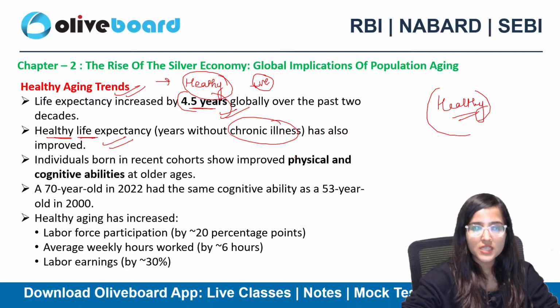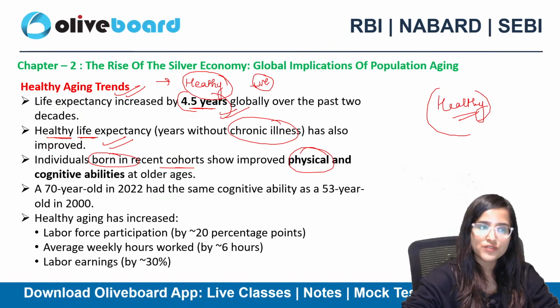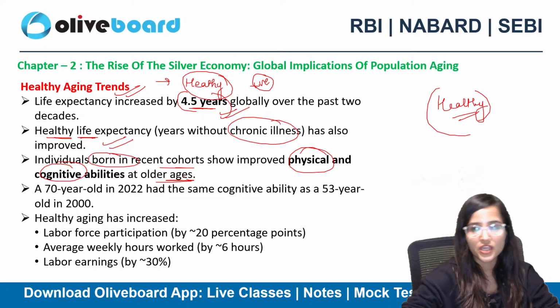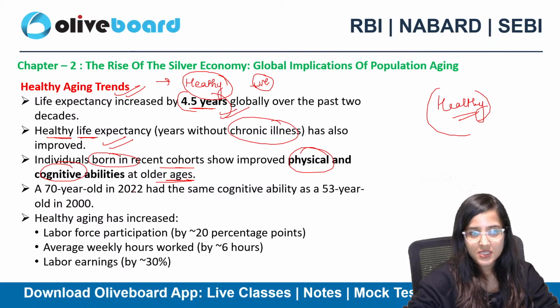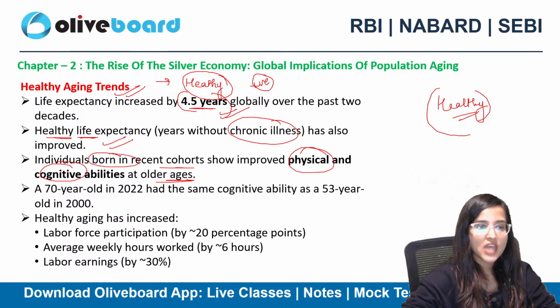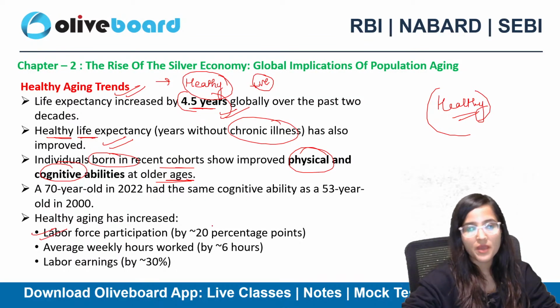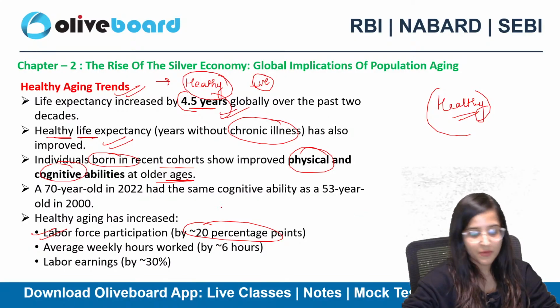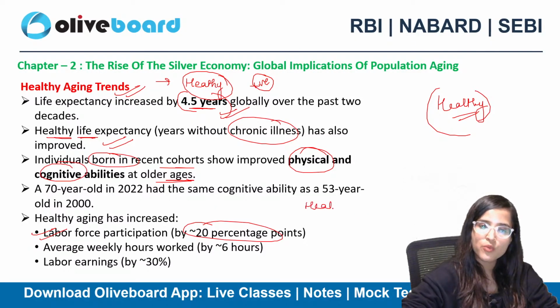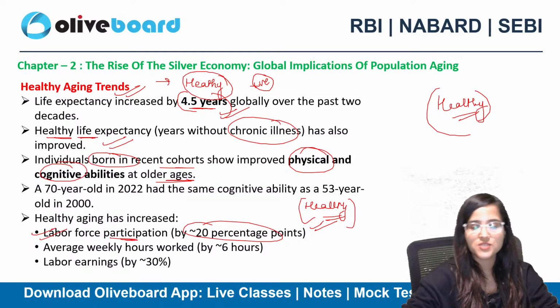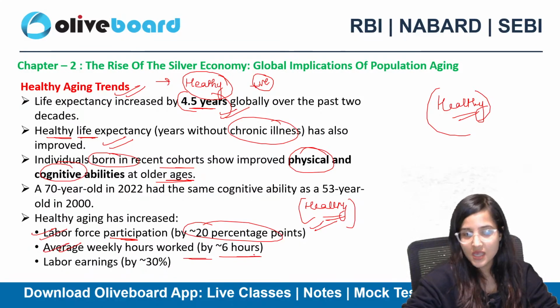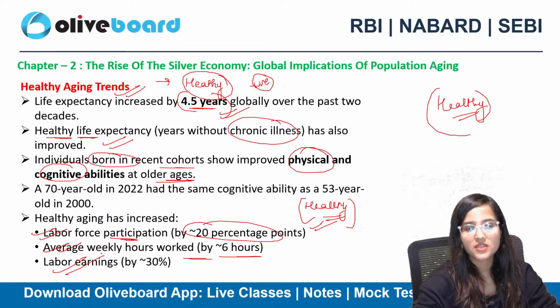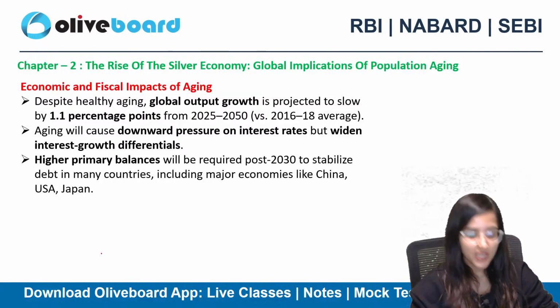And if you see these individuals who are born in recent cohorts, they have shown improved physical and cognitive abilities at older ages. Healthy aging has increased the labor force participation by 20 percentage points. So labor force participation, because of healthy aging, people can work more because they are aging in a healthy manner. They can work more. So labor force participation has increased. Average weekly working hours have also increased by 6 hours. Labor earnings have also increased by approximately 30%. So it's very important to remain healthy while you age.